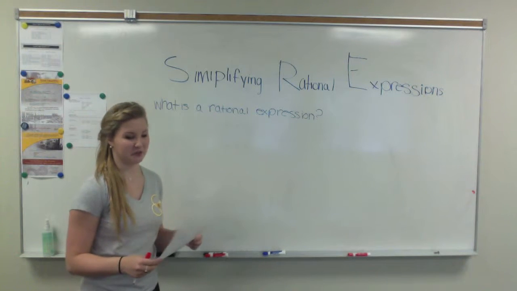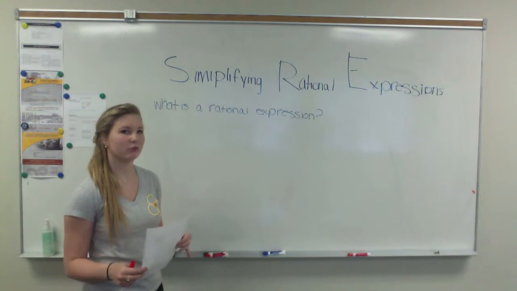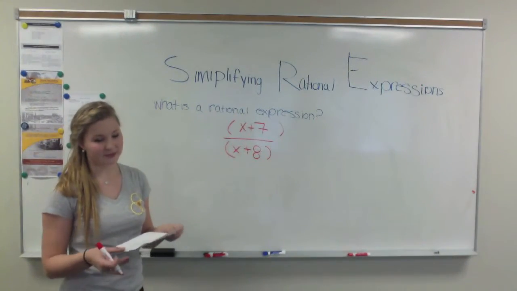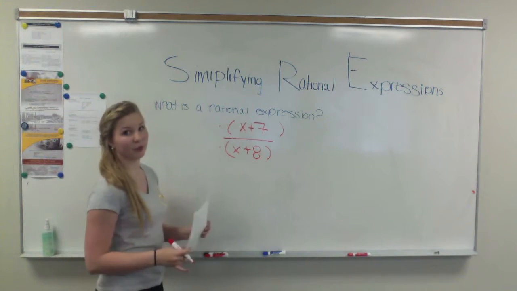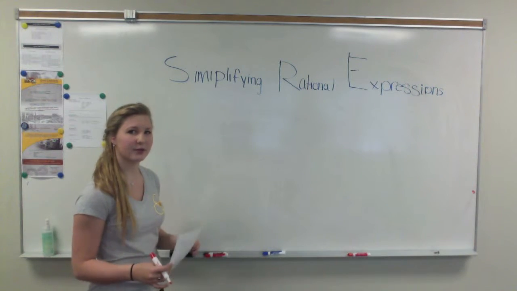Simplifying rational expressions. Now you may ask, what is a rational expression? This right here is a rational expression. A rational expression is the quotient of two polynomials, because these right here are both polynomials. Now, what are the steps to solving a rational equation?